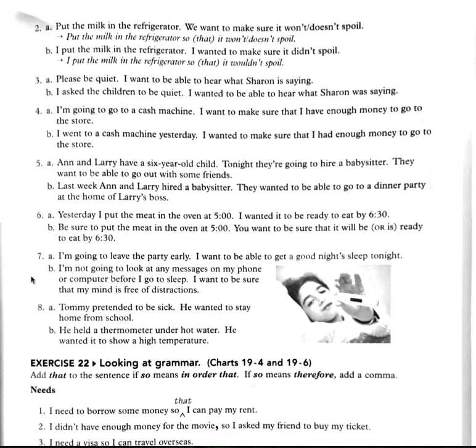Okay, let's look at this. Number 5. Anne and Larry have a 6-year-old child. Tonight they're going to hire a babysitter. They want to be able to go out with some friends. So you look for the purpose. Okay? So you say, Anne and Larry have a 6-year-old child.